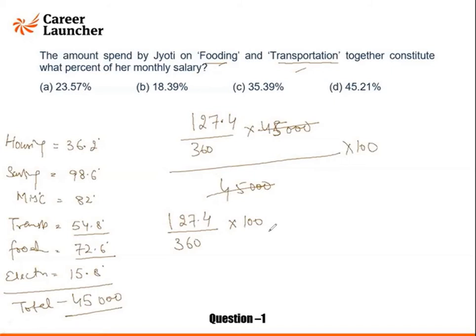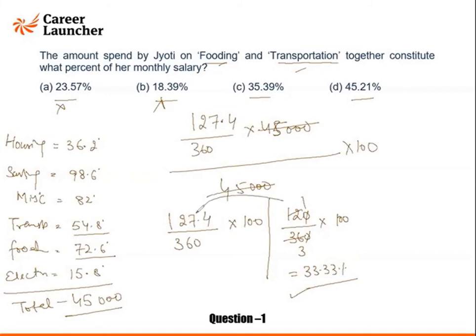And importantly, let's look at the options, whether the option helps me or not. Options are 23.57, 18.39, 35.39, and 45.21. Options are pretty wide, so I can approximate something. So guys, what did I think? Let's not assume this is 127.4. I'm taking it as 120 by 360, because 120 is a factor of 360, into 100. So if I solve this, I will get 1 by 3, and 1 by 3 in percentage is 33.33%, right? So now what can we conclude from this? My answer is definitely beyond 33.33. So these two options are out.